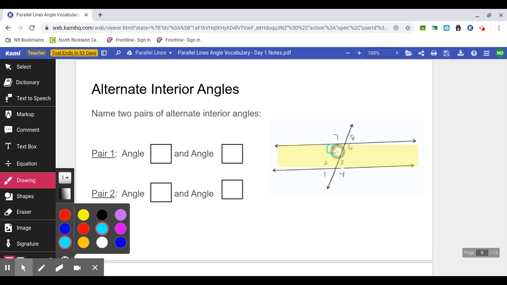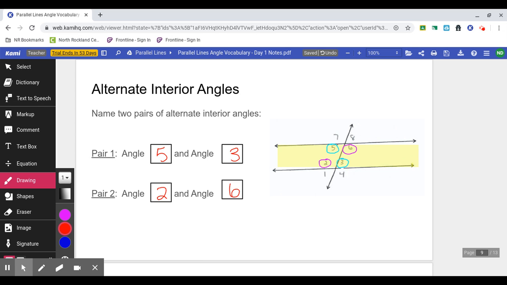So angle 5 and angle 3 are on opposite sides of the transversal, making them alternate interior angles. So angle 5 and angle 3 are alternate interiors. Then angle 2 and angle 6 are also on opposite sides of the transversal, making angle 2 and angle 6 alternate interior angles. Okay.